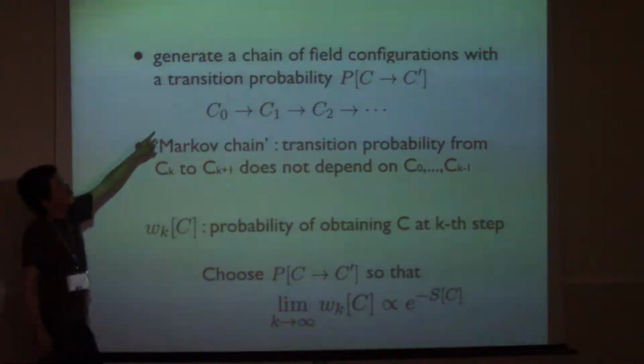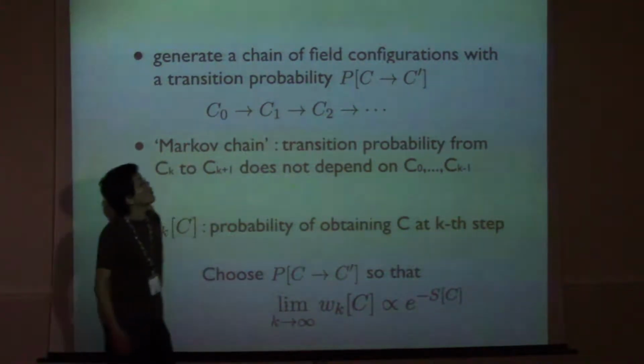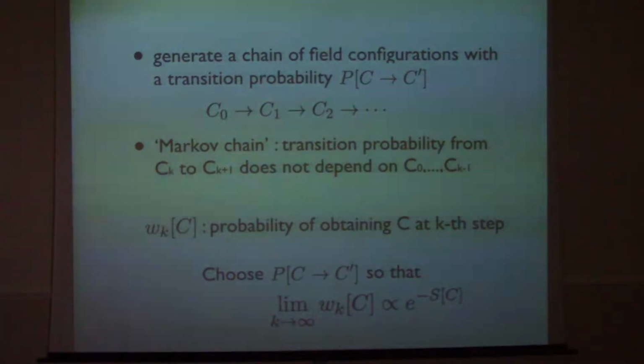And we change the field configuration gradually with some probability, some transition probability. And the choice of that transition probability is very crucial. And I will explain how to choose such a transition probability.